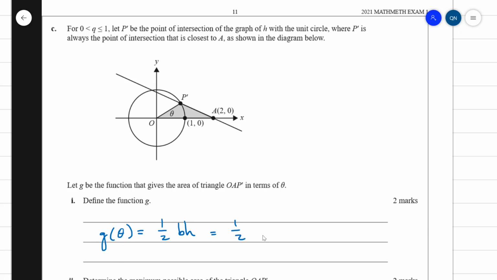But that's 1/2. What's the base of this triangle going to be? It's always going to be 2, because you're always going to intersect the point 2, 0 there and you start at the origin. So the base is 2. What's the height going to be? Well, you have this angle theta here. The height is the y value of the point P prime, but that's just given by sine of theta. So this is sine of theta.